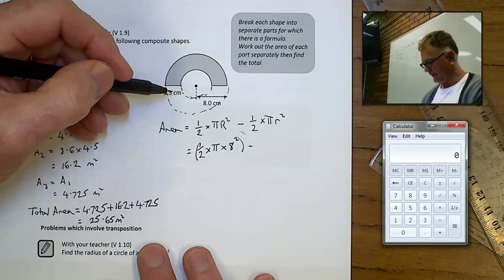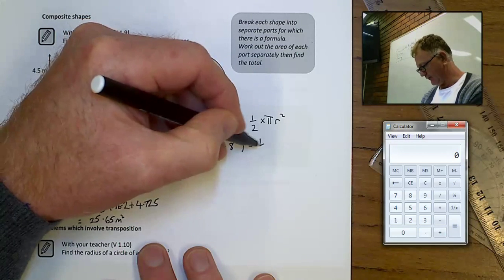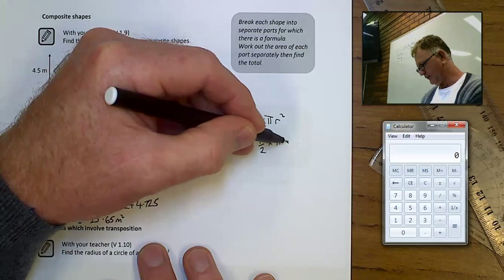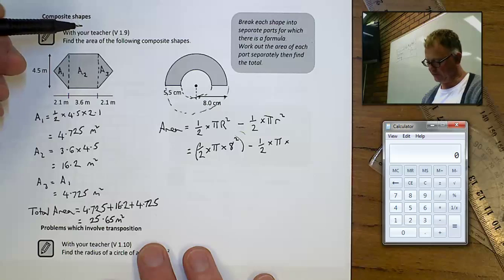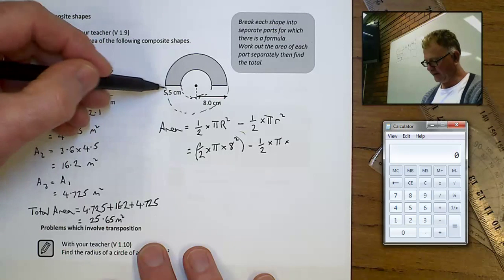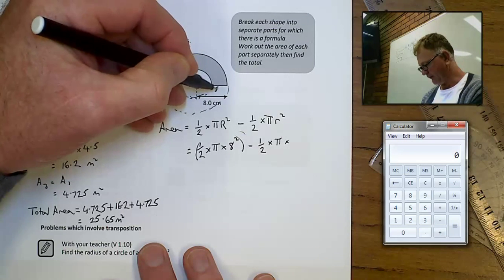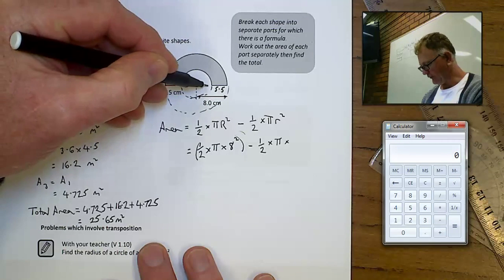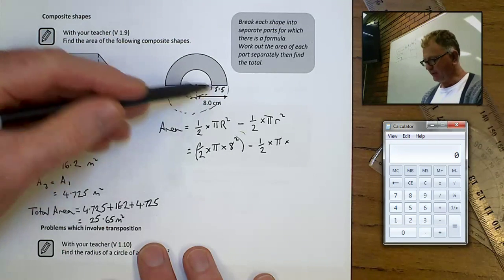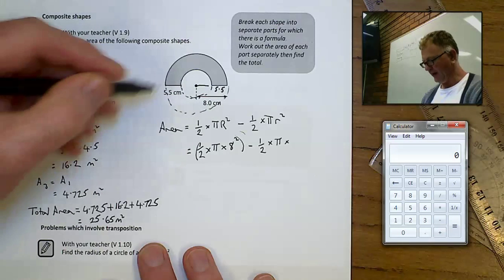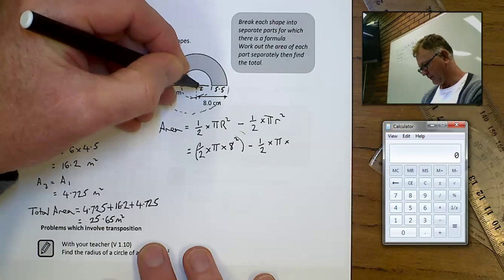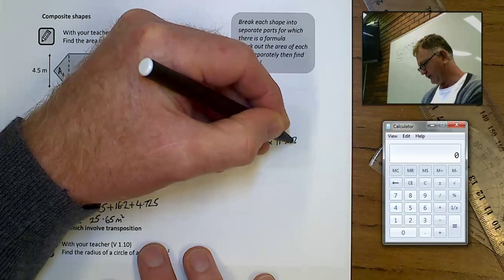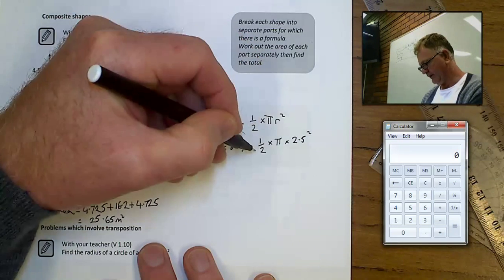and we'll take it away. So the small circle, or half the small circle, is a half times pi times its radius. Now for the small circle, remember it's 5.5 from there to there. That means that also must be 5.5 there. And the radius of the small circle is this distance, so 5.5 plus this distance make up the 8. That means that distance has to be 2.5, doesn't it? So the radius squared, 2.5 squared.